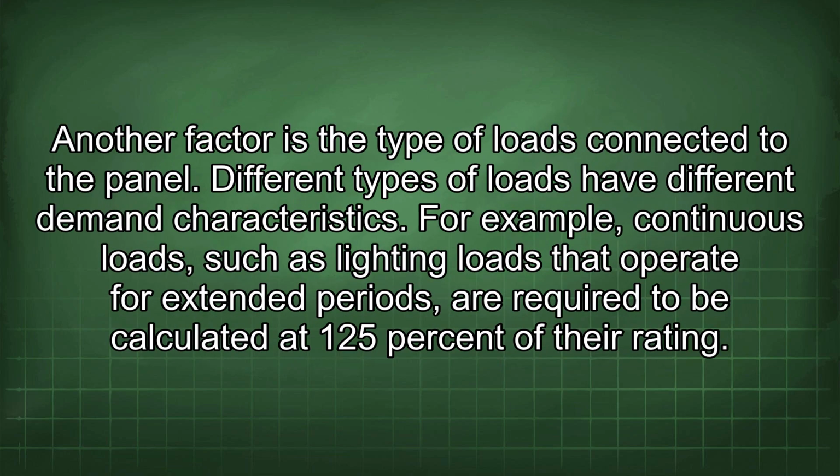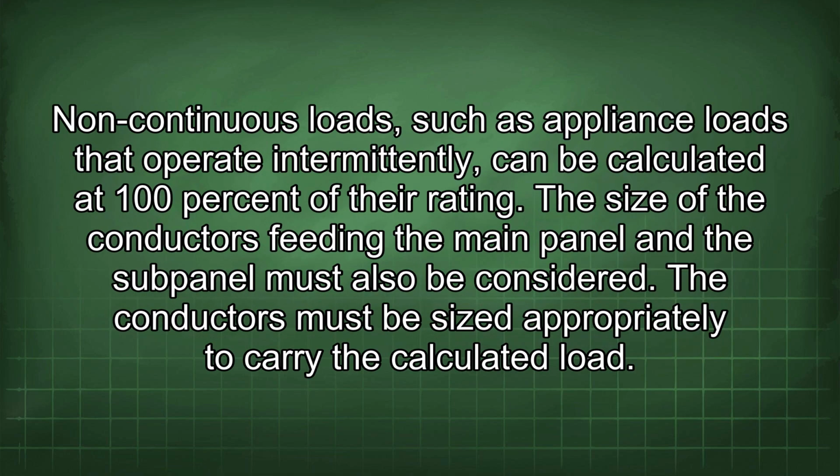Another factor is the type of loads connected to the panel. Different types of loads have different demand characteristics. For example, continuous loads, such as lighting loads that operate for extended periods, are required to be calculated at 125% of their rating. Non-continuous loads, such as appliance loads that operate intermittently, can be calculated at 100% of their rating.